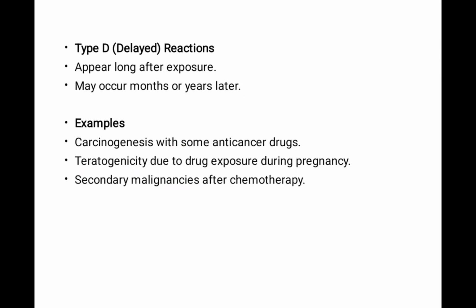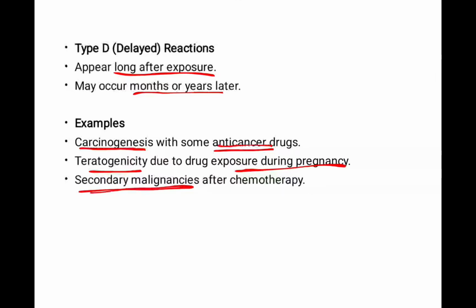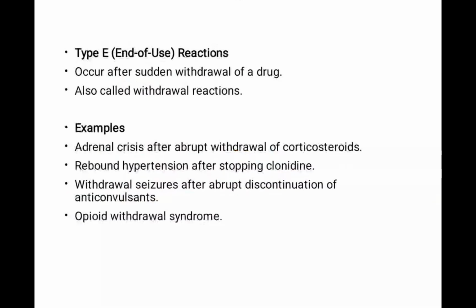We have type D reactions, where D represents delayed. It is a delayed reaction; the adverse reaction appears long after exposure to the drug. It may occur months or years after the use of that drug. Examples are carcinogenesis with some anti-cancer drugs, and teratogenicity due to drug exposure during pregnancy. There are some drugs that are teratogenic. We also have secondary malignancies after chemotherapy.